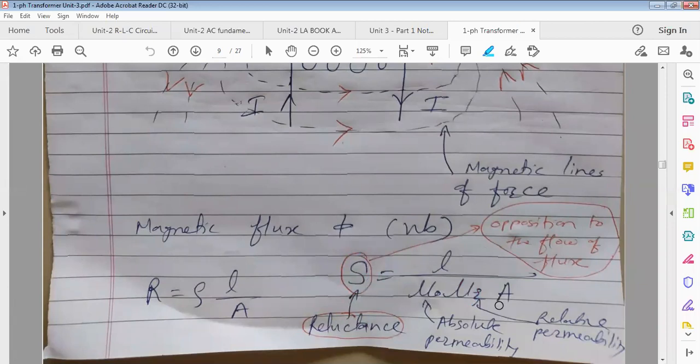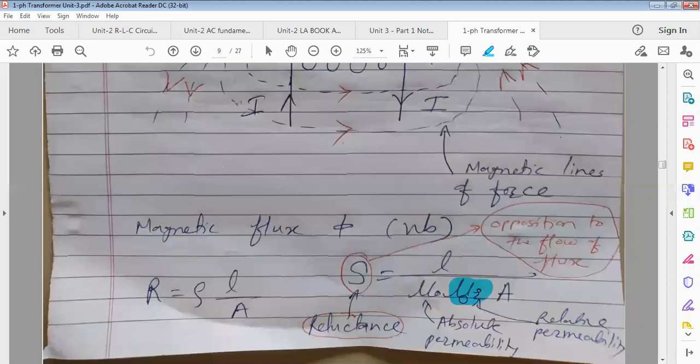Okay, so that's why the magnetic core of a transformer, which is square or rectangular in shape, is made up of silicon steel. Why? Because we are going to use it there for the flow of flux, and we are using silicon steel.